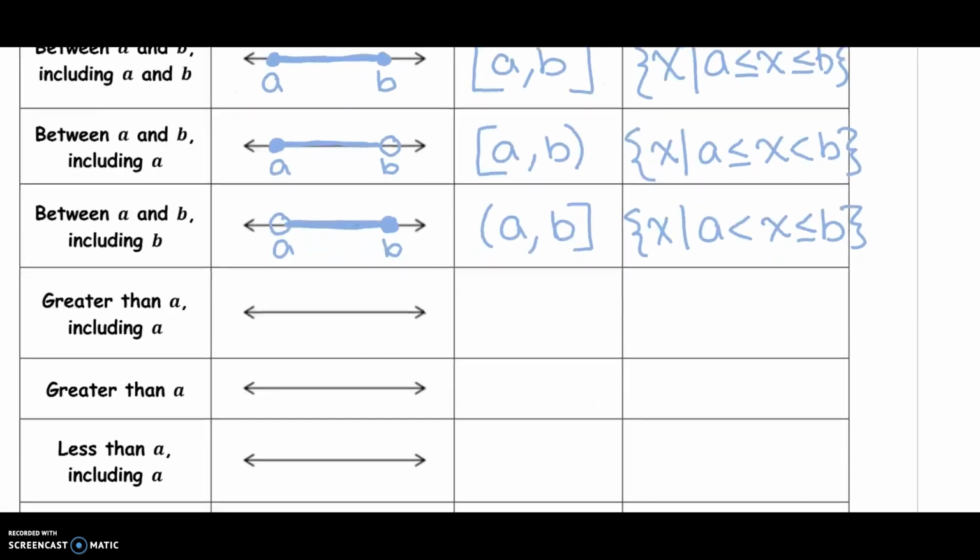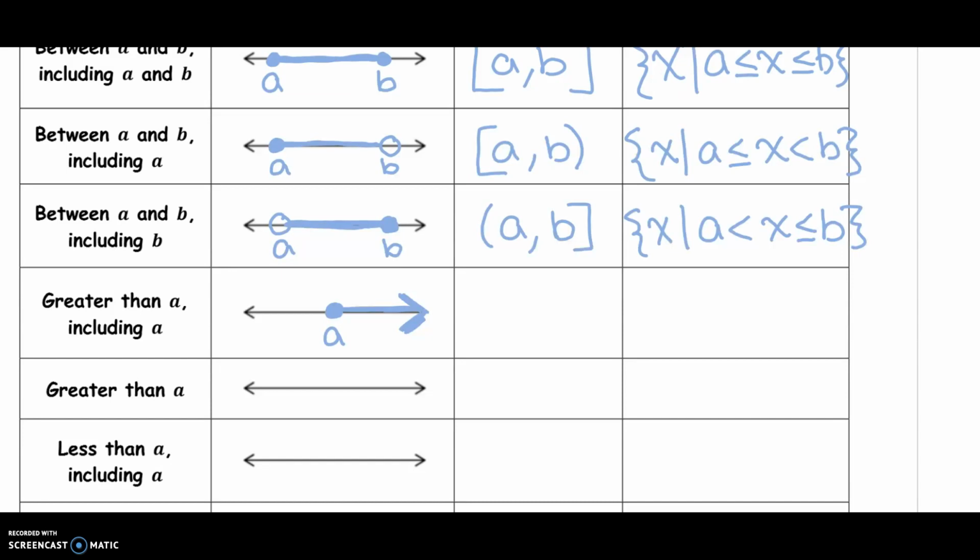All right, the next example is greater than A, including A. So I'm going to put A just somewhere in the middle. It says including, so I'm going to put a shaded circle. And all the numbers greater than A means that I'm talking about anything that's larger, anything to the right of A.